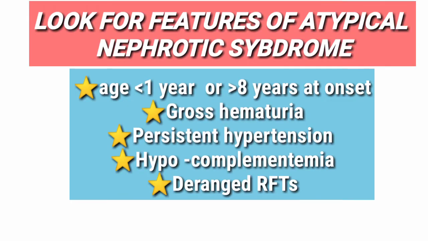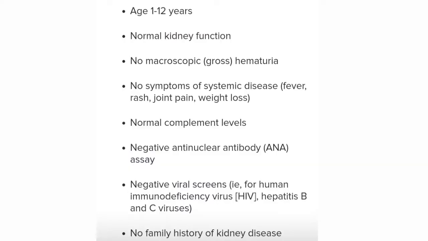Similarly, you will also look for the features of atypical nephrotic syndrome, because the management plan of atypical nephrotic syndrome is different from typical nephrotic syndrome. So let's review that. Patients may be considered for steroid treatment prior to kidney biopsy if they meet all of the following criteria. If these criteria are met, you can directly go for steroids. You don't have to go for biopsy or other tests before treatment of nephrotic syndrome.